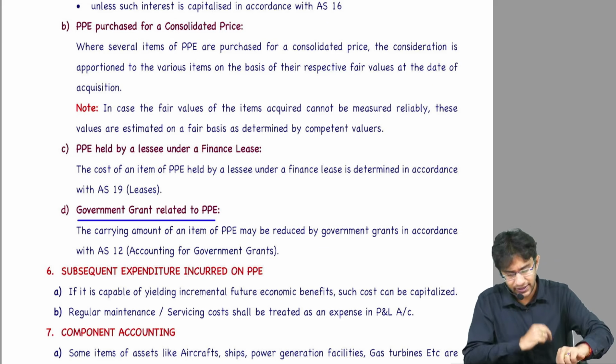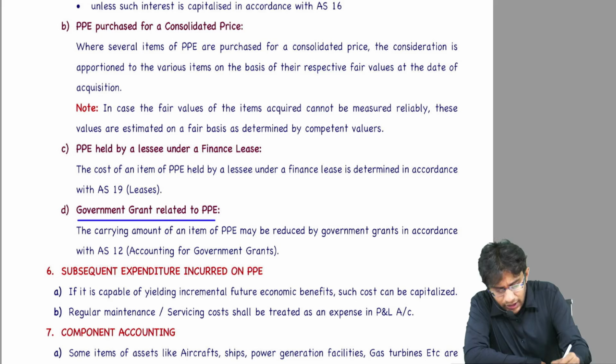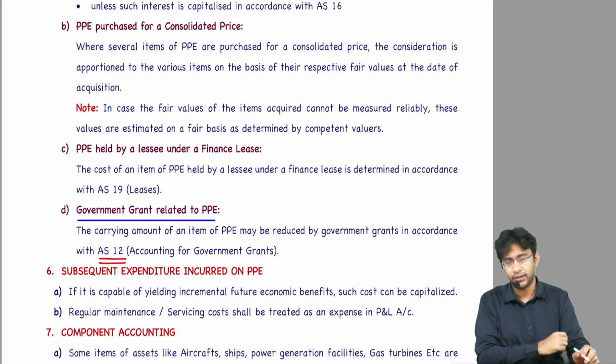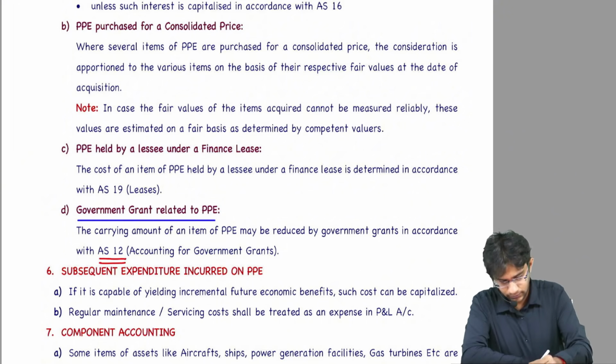For that there is a separate standard. It's called government grant accounting, AS12. So when we go to AS12, we'll talk about that. So timing, there's nothing for you to learn.